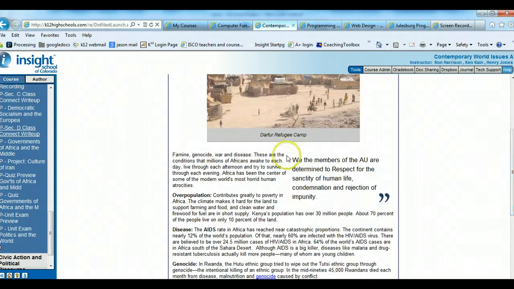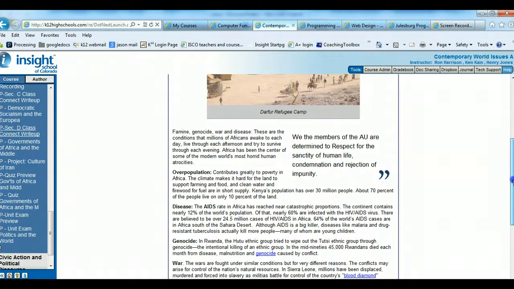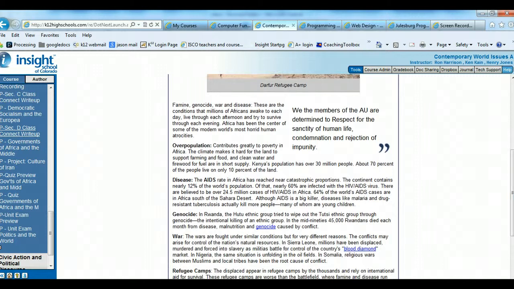And Darfur, this was terrible for the people of Darfur. Millions of people died because of the civil wars that happened. And it's just really, really a terrible thing. But you can see down here all the different problems that Africa has. Overpopulation. Now, one thing about population in Africa is that their standard of living is so low.